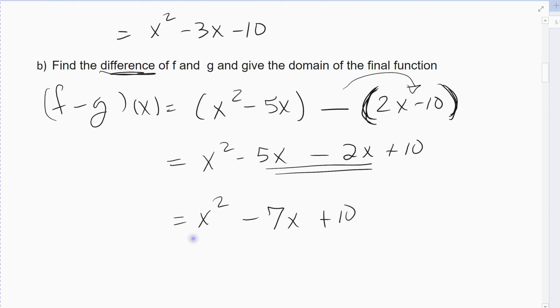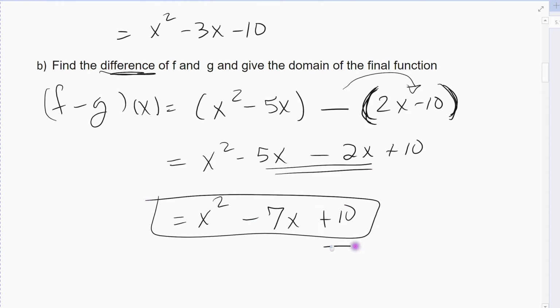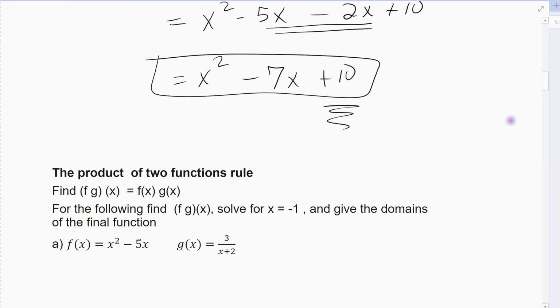But a common mistake students will make, and then it'll be wrong, is forgetting to distribute that negative. And so they'll get x squared minus 7x, and instead of plus 10, they'll do a minus 10. So make sure you're very, very careful with that. That's again the biggest thing with the difference: making sure that you distribute that negative and then collect like terms. And be very careful with collecting like terms.